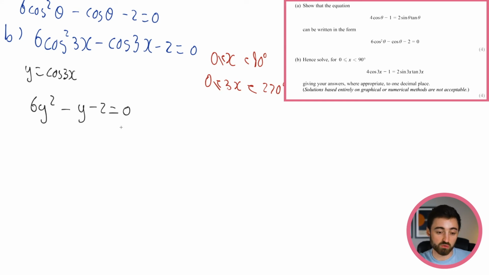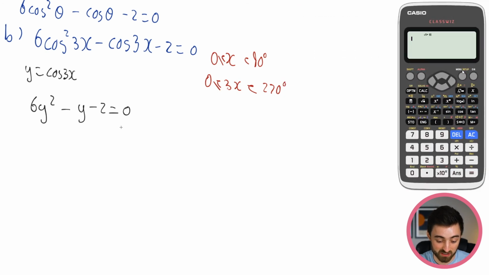Cool. So we can factorize this. I'm in the business of making my life easy. So if you can factorize it, good on you. I can't really be bothered, to be honest. So what I'm going to do is click menu on my calculator, go down to A, which is equation func. I'm then going to press polynomial, degree 2. A polynomial of degree 2 is a quadratic.